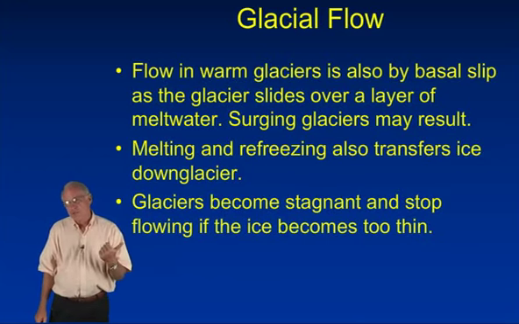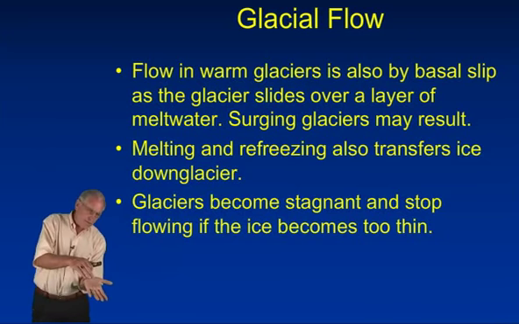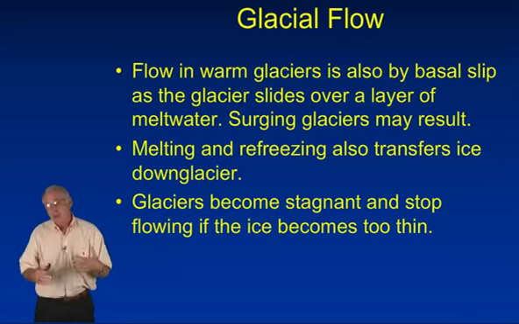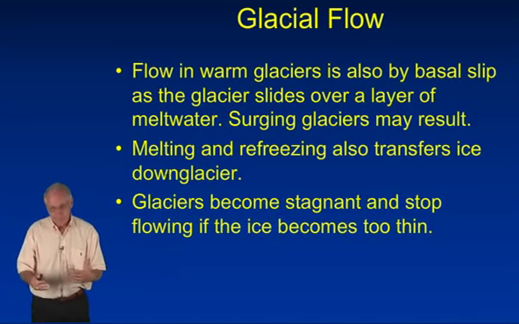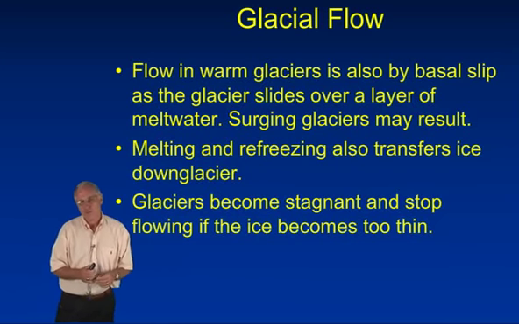In warm glaciers, they also flow by basal slip. That meltwater layer allows the glacier to slip forward en masse. If there's a lot of meltwater beneath the ice, it can actually kind of hydroplane, scoot down the mountain. We call those surging glaciers.